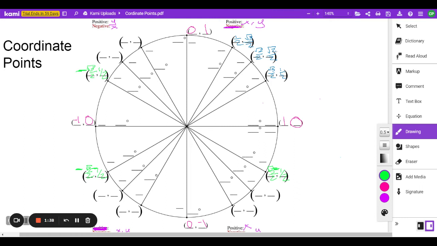So our 45-degree angle is square root of 2 over 2, and then square root of 2 over 2. That's going to be all of our halfway points. So here we're going to have square root of 2 over 2, square root of 2 over 2, all the way around the circle.